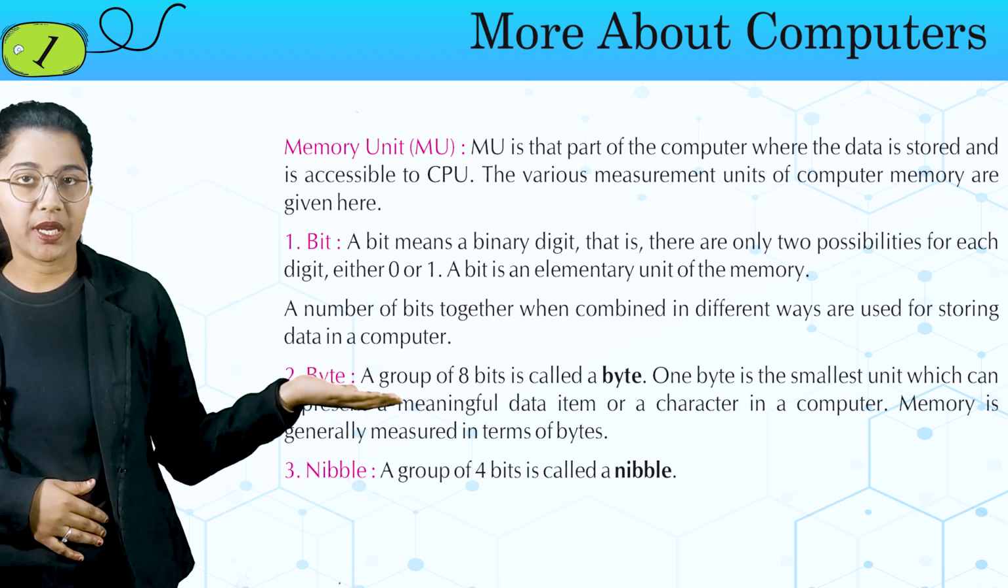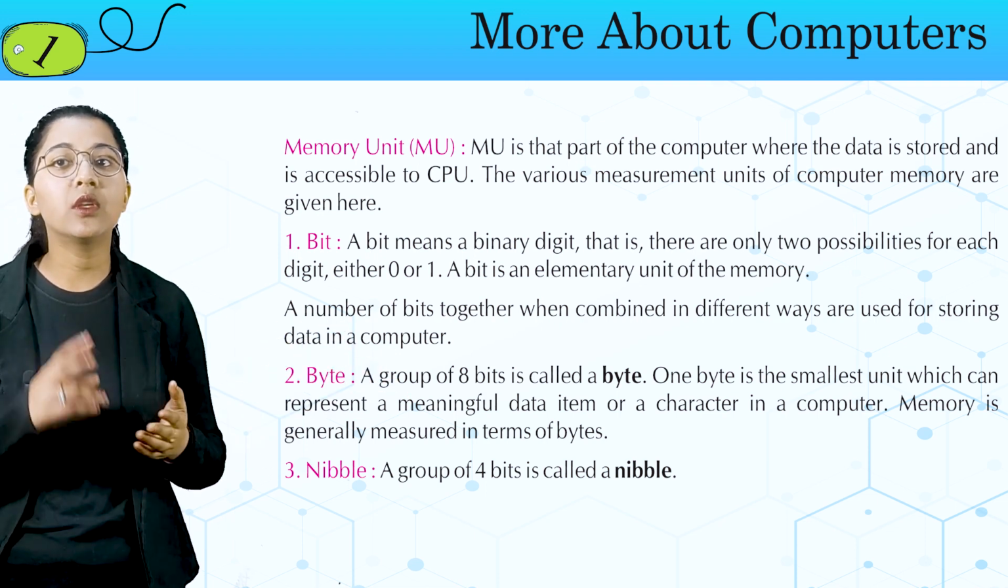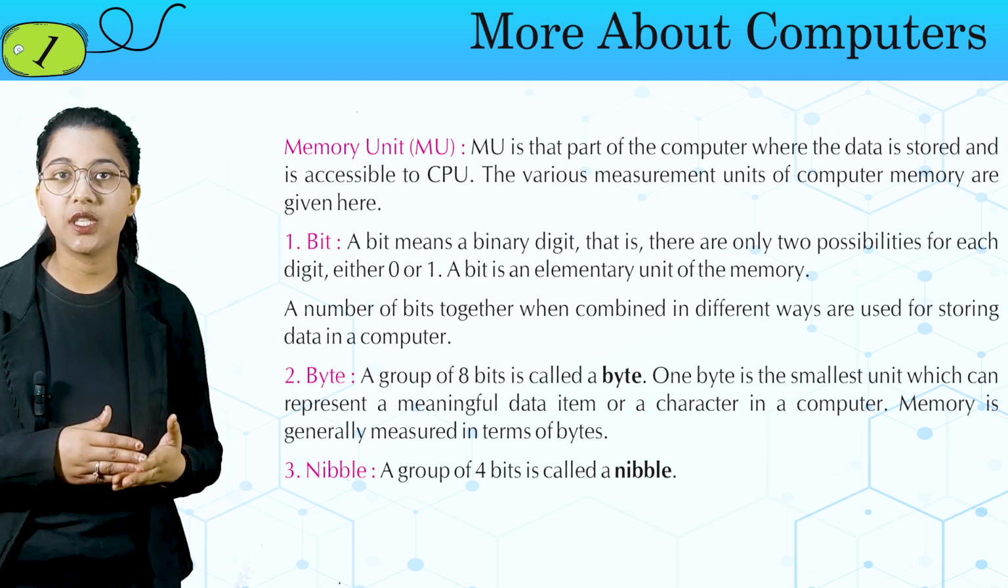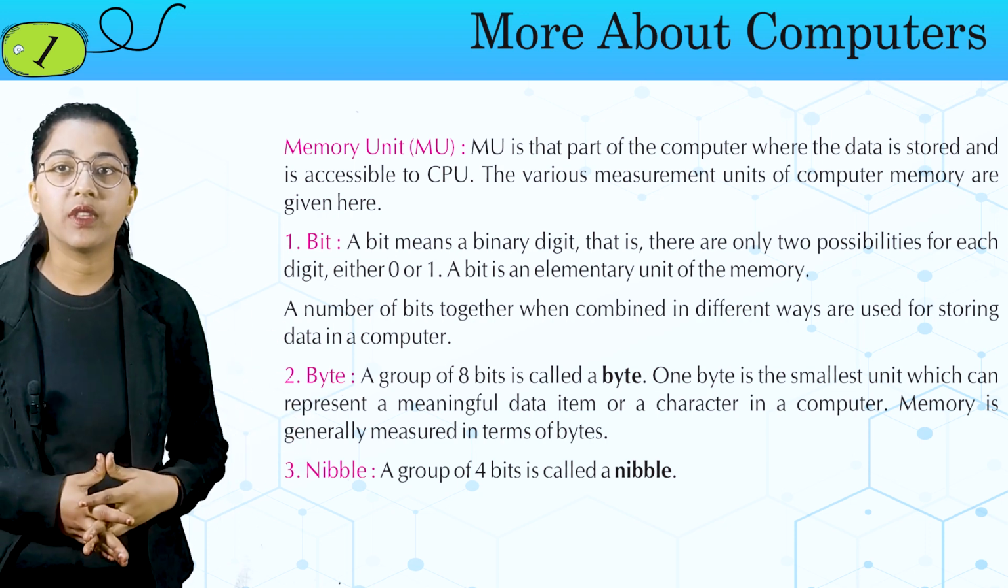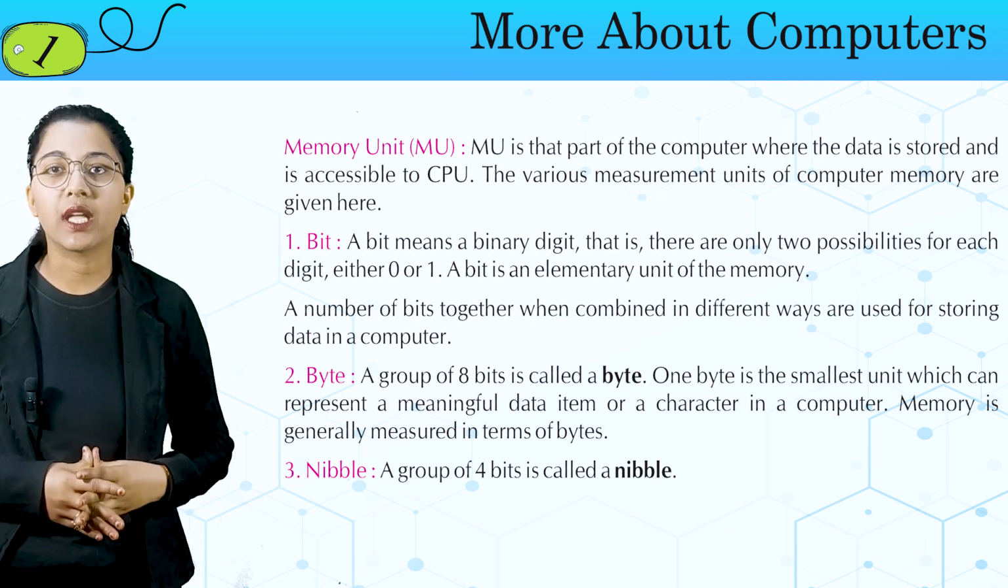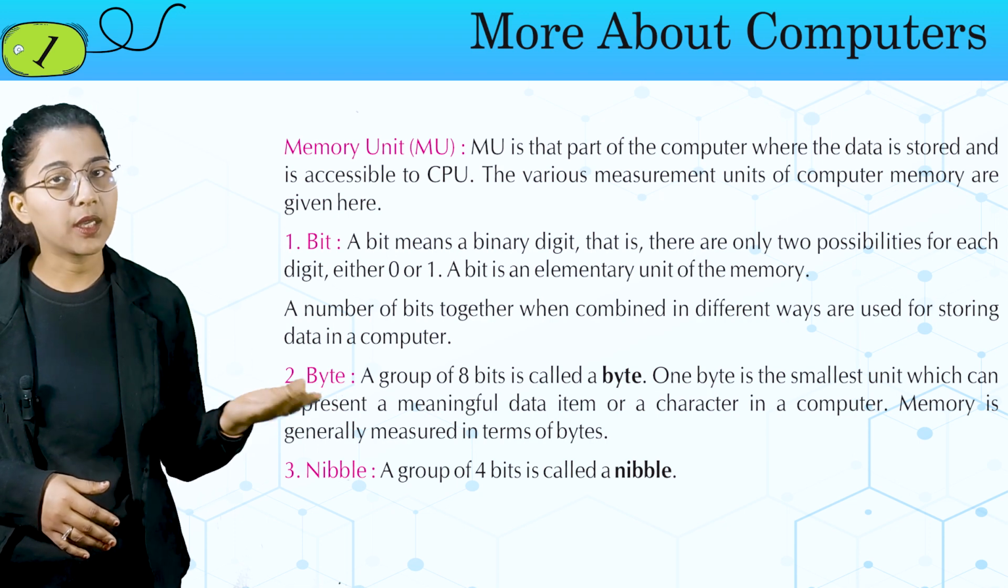First is bit. A bit means a binary digit. That is, there are only two possibilities for each digit, either 0 or 1. A bit is an elementary unit of the memory. A number of bits together when combined in different ways are used for storing data in a computer.